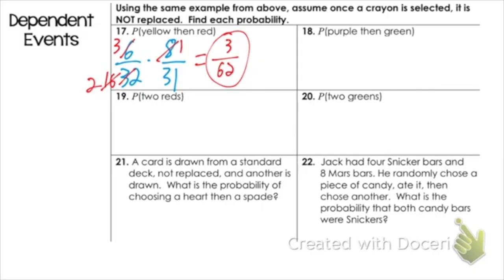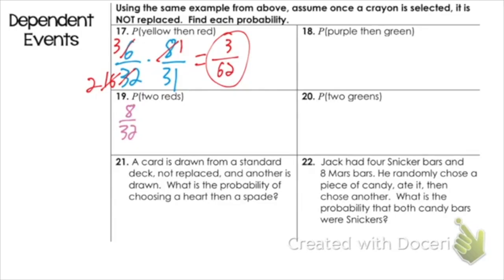Okay. Let's do number 19. The probability of getting 2 reds. What's the probability of getting a red with your first one? 8 over 32. There's 8 reds and there's 32 crayons.